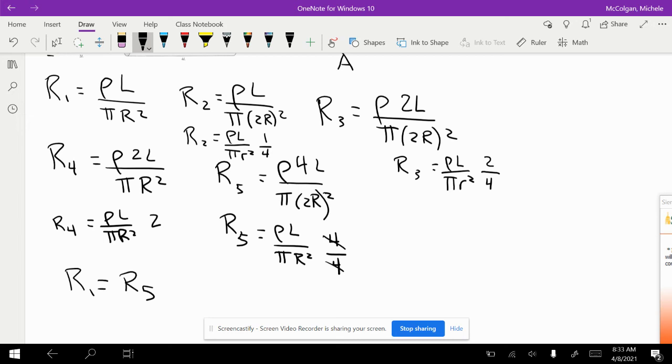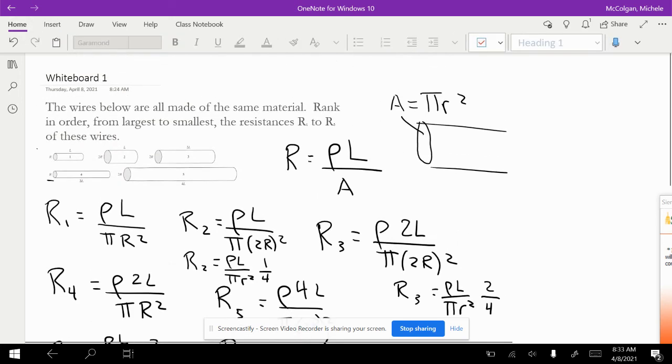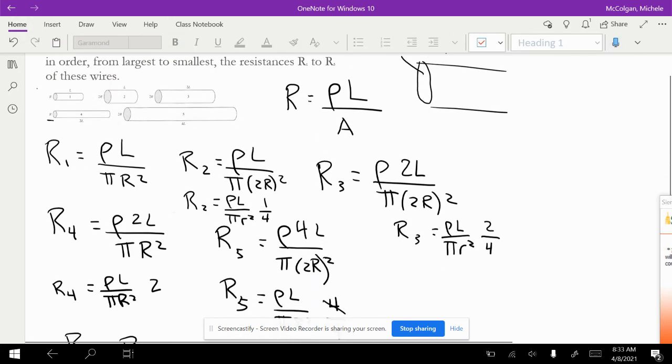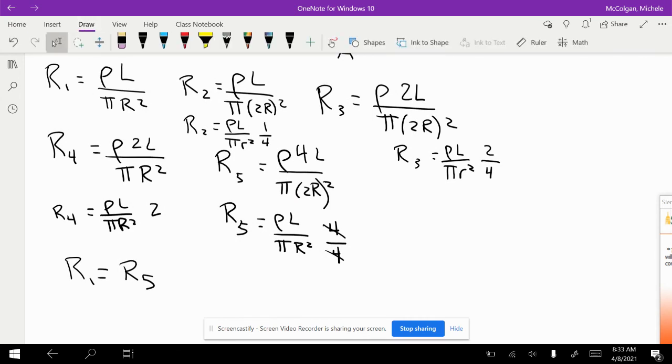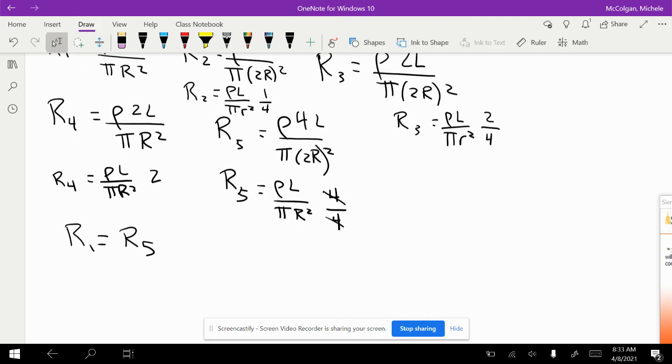So let's start putting them in order. R2 is the smallest, and let's see what the question asks again. Rank from largest to smallest. My largest I see is R4. R4 is going to be my biggest because I've got 2 right here, so it's twice the size of R1. R3 is half. So R4 is the biggest, and then R1 equal to R5 come next.